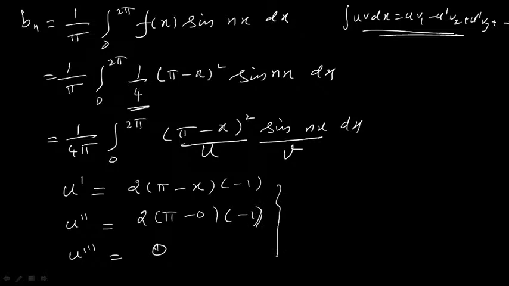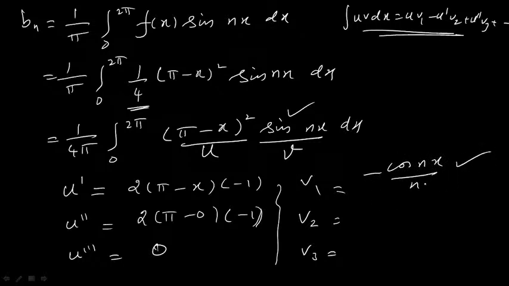Next, here the only change is in v. For calculating an, here we have cos nx. For calculating bn, here we have sin nx. Here we calculate v1, v2 and v3. For calculating v1, you have to integrate v with respect to x. So the integral of sin nx is nothing but minus cos nx divided by n.